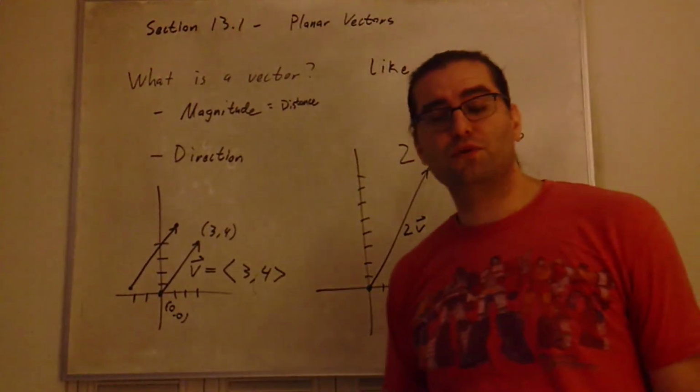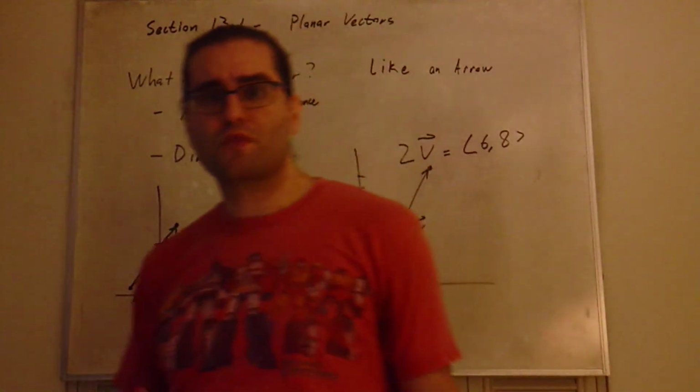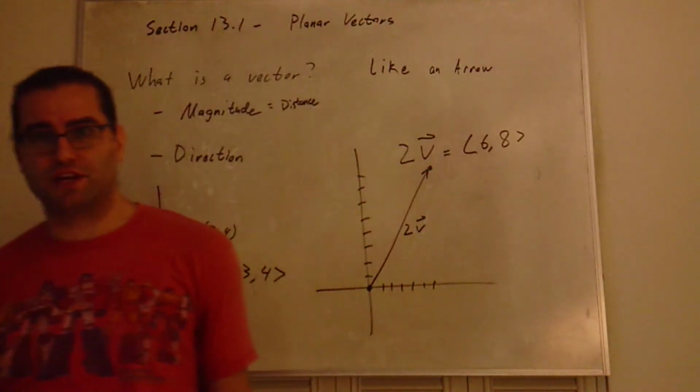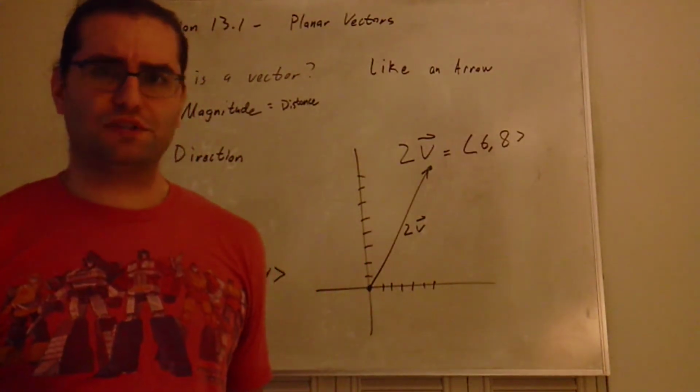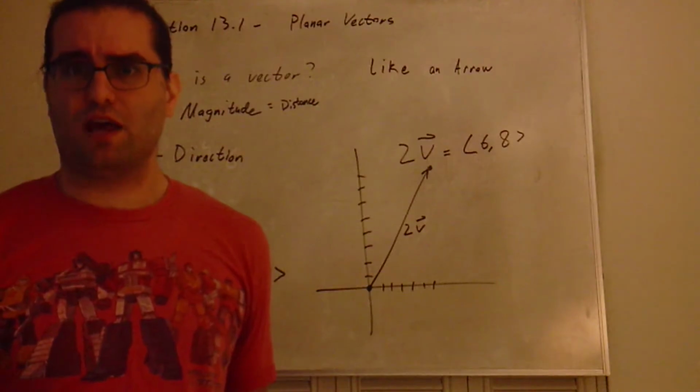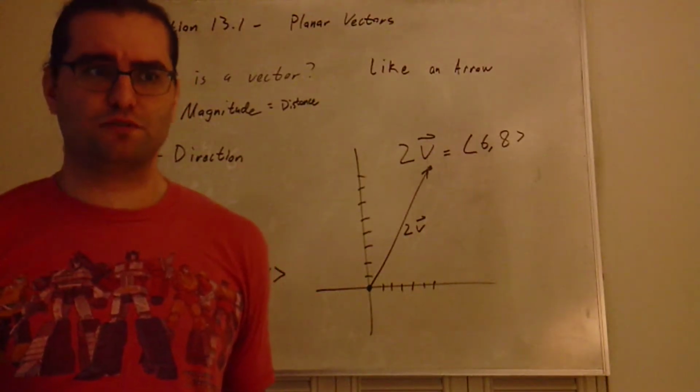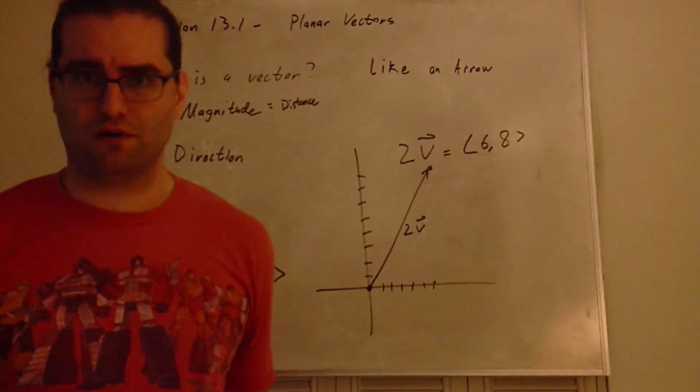That's not something that we can do with points. You can't multiply points by numbers and get a different point. That's not how points work. Points describe a position, and it doesn't make any mathematical sense to multiply a position by a number.